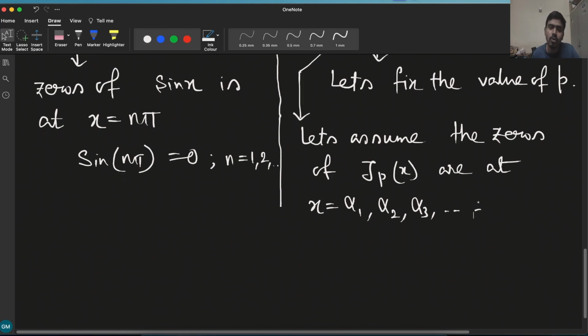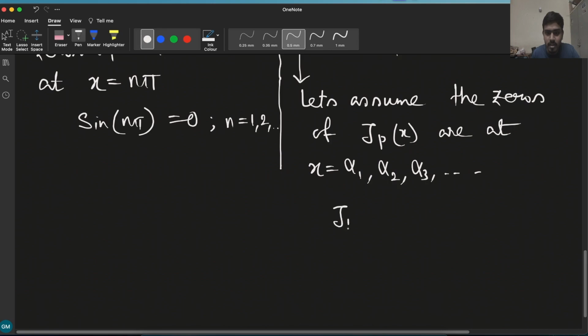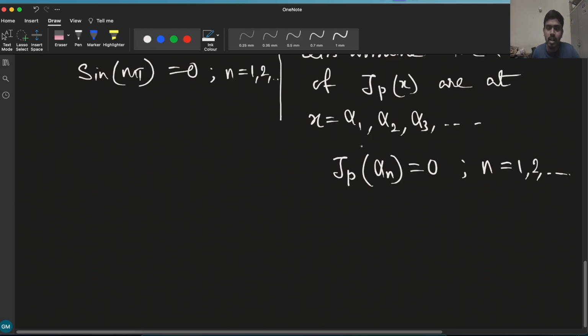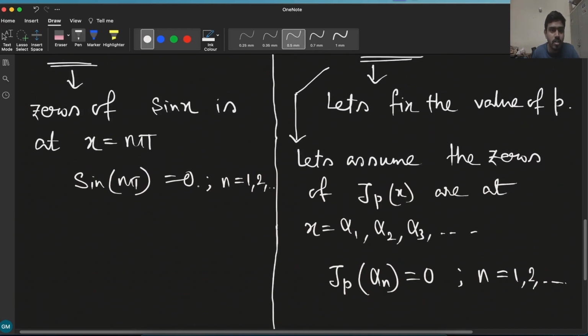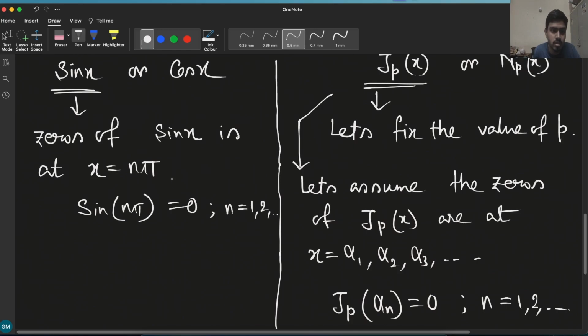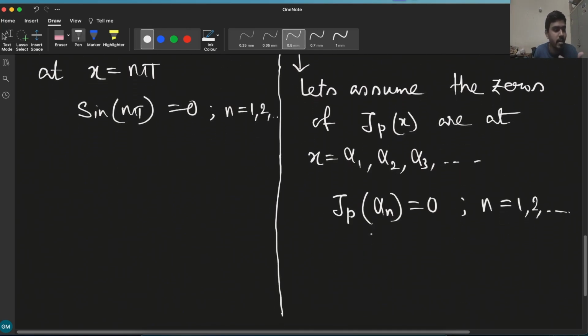We have already seen that there are an infinite number of zeros present in case of J_p(x), and we talked about some of them. So it means that J_p at x equals, let's say, alpha n equals 0 for n equals 1, 2, and so on. These alpha 1, alpha 2 are points on the x axis where the value of J_p(x) will be 0. So just like for sine functions we can find the zeros, for Bessel functions also we can find the zeros.